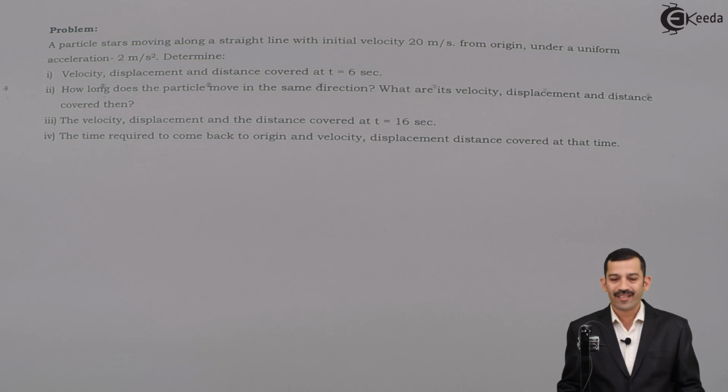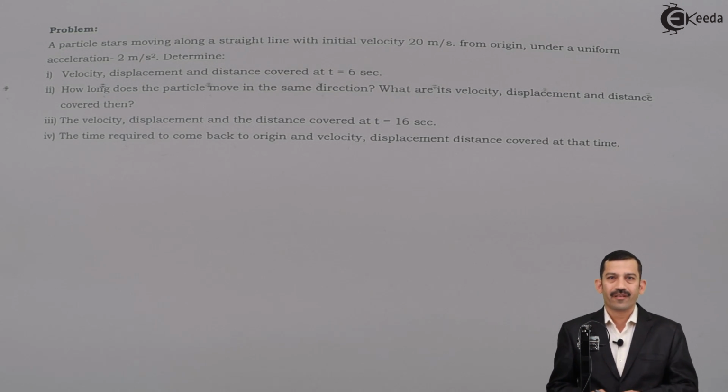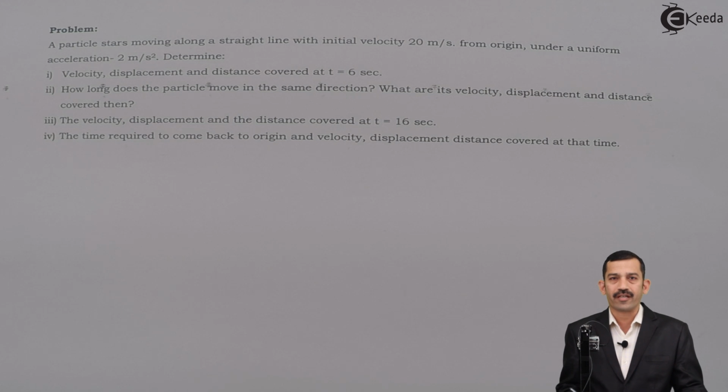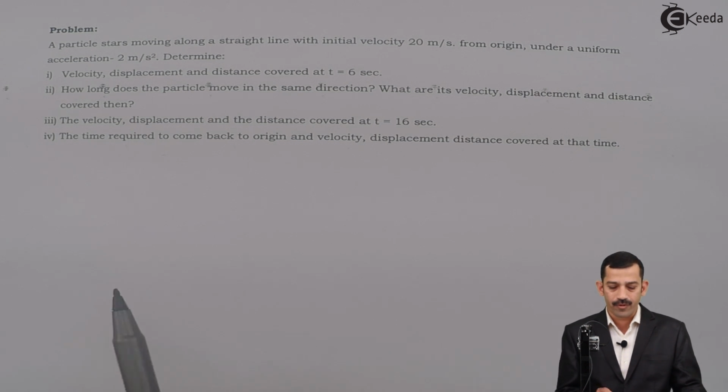Hi friends, today we'll start with some problems based on kinematics of particles, and in that, rectilinear motion. Rectilinear motion means a straight line motion. When a particle moves along a straight line, the motion is called straight line motion. The problem is based on rectilinear motion. Let's see what is given in the problem.